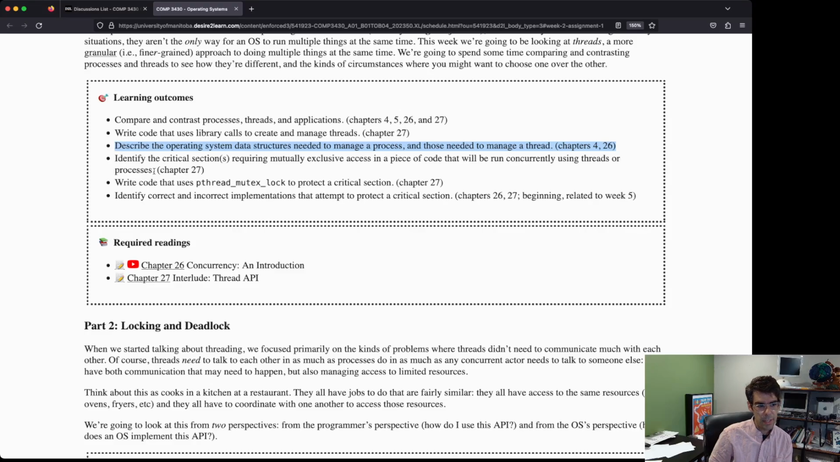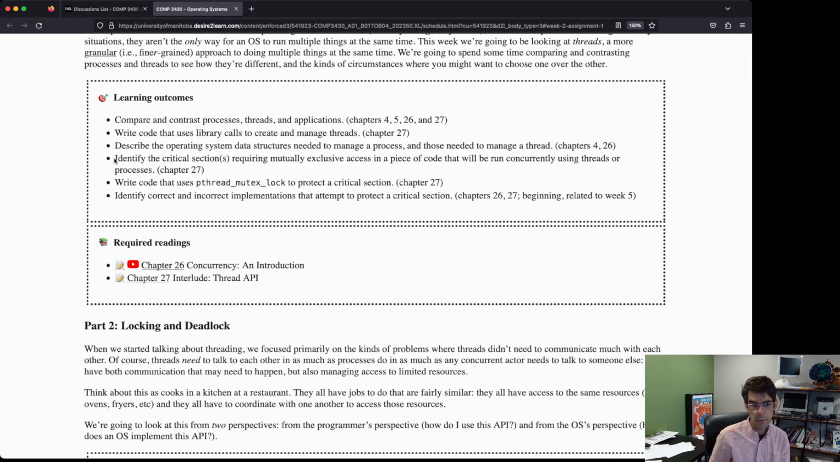The next learning outcome here, this one described data structures. You're not being assessed on this in an assignment. This is one that you could expect to see on something like a test. The next one, identify the critical sections requiring mutually exclusive access in a piece of code that will be run concurrently using threads or processes.